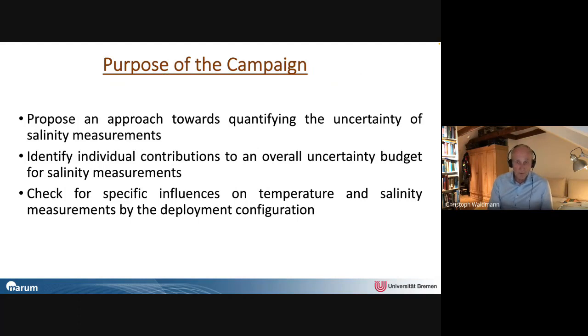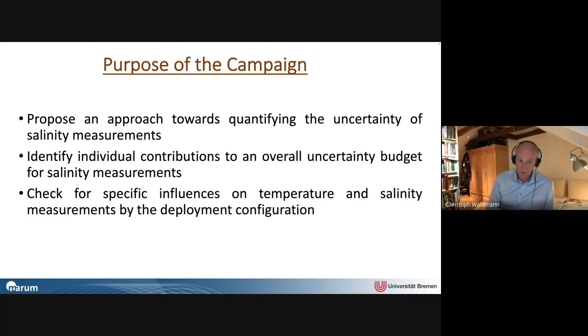Okay, the purpose of a campaign was actually to look into quantifying the uncertainty of salinity and temperature. That's for sure. I missed to say that here. And what we wanted to do is identify individual contributions to an overall uncertainty budget, because uncertainty is not just derived from a single parameter or single number, but actually it's summed up from different contributions. I show some examples later on.